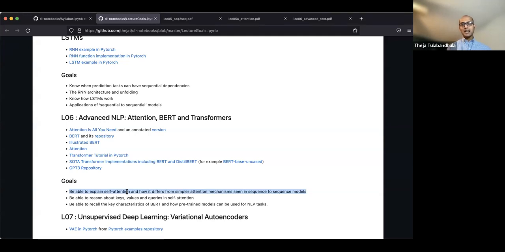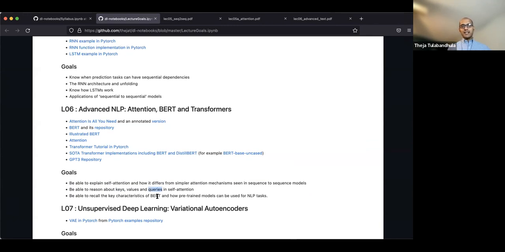Transformers have a particular vocabulary. In particular, they have a notion of keys, a notion of values, and a notion of queries. These are just vocabulary, just some ingredients while defining the transformer architecture. And we want to understand what they are and how they work.